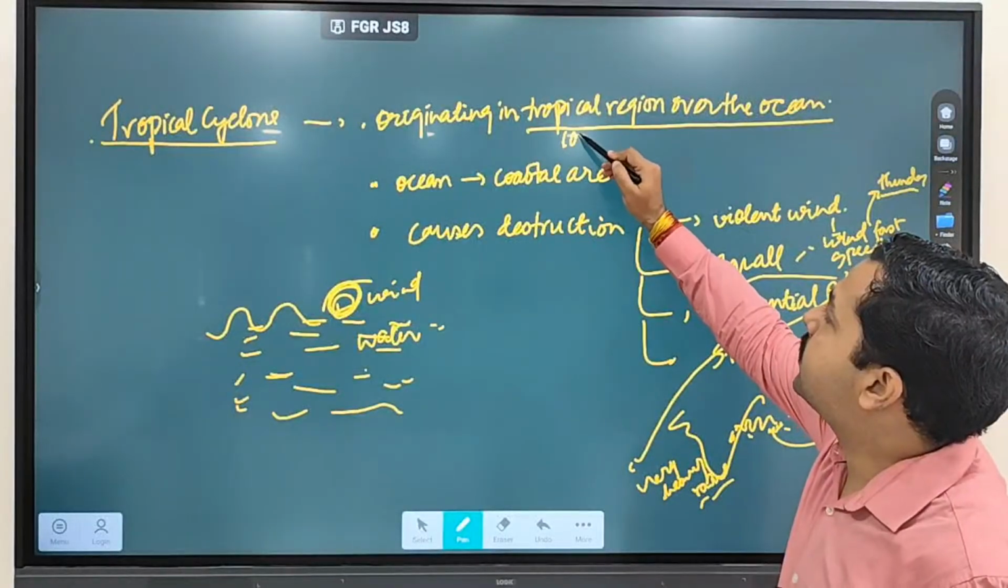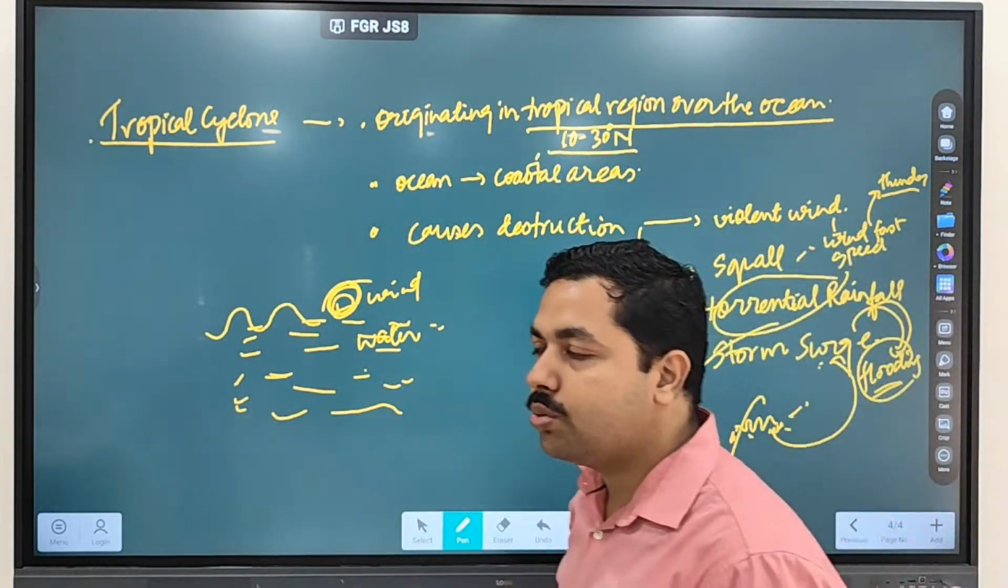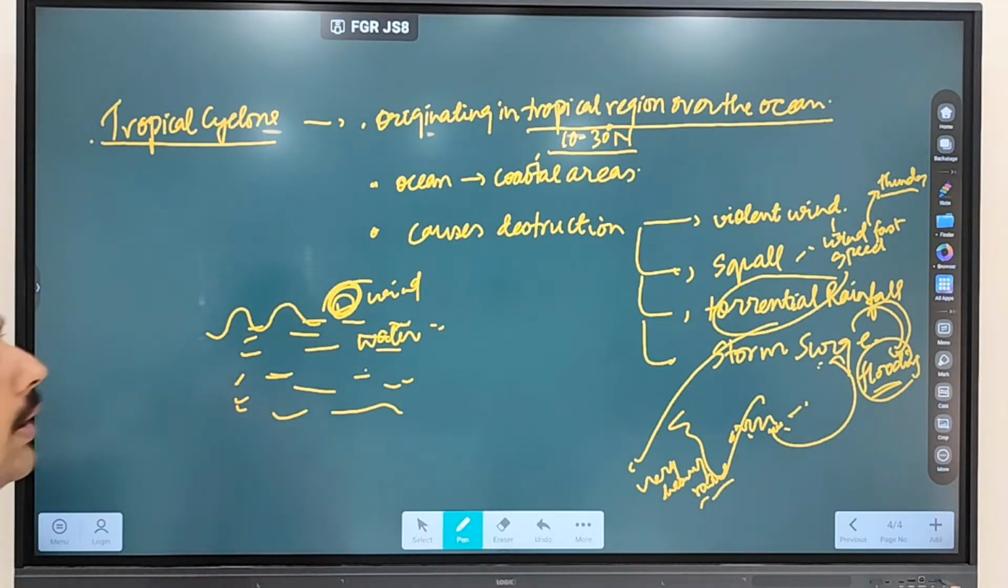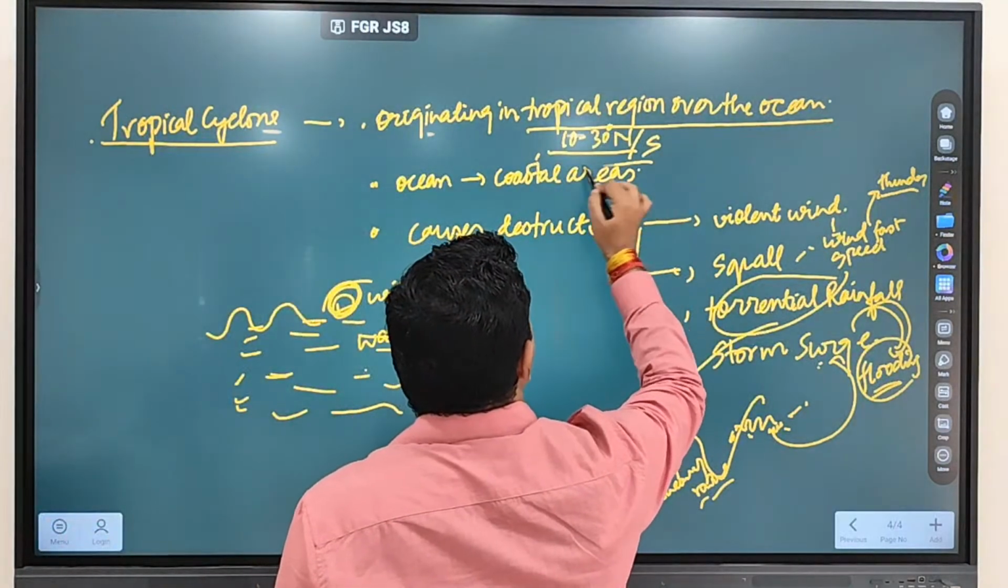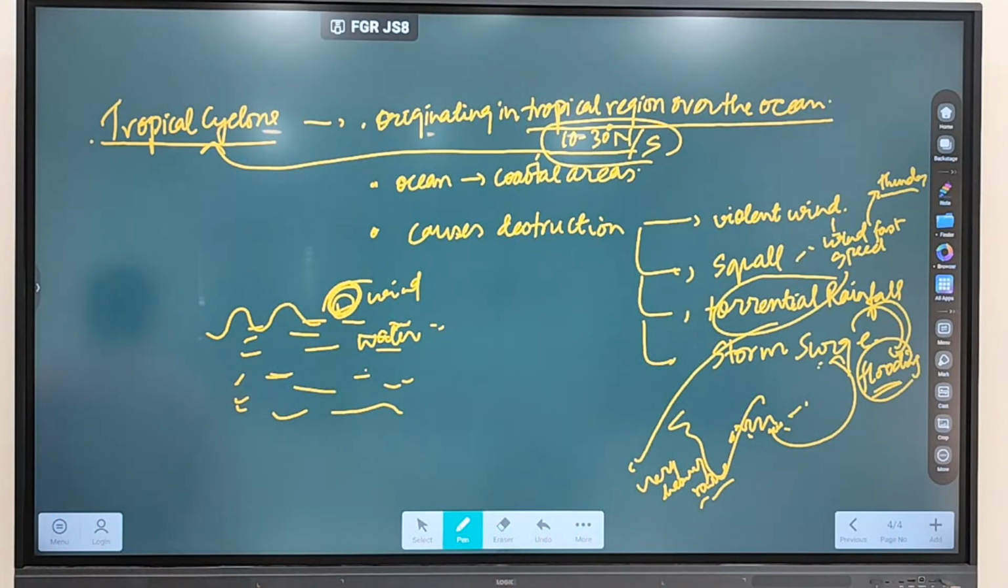Now, in the tropical region, generally these storms originate between 10 to 30 degree latitude, northern latitude or southern latitude. So these storms originate between 10 to 30 degree northern latitude, or between 10 to 30 degree southern latitude. Clear? That is generally the extent of tropical cyclones.